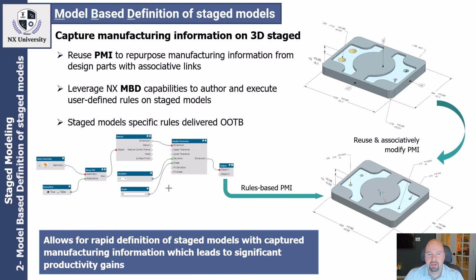So in the image that you see there with the stacked boxes with those splines going to each box, this is what is called a rule-based setup here. So this is a rule that is being defined. We can apply this rule to the model-based definition or to the part and apply the model-based definition. And this is going to be inside of the reuse library to easily access for other parts. So this allows for rapid definition of the stage models with captured manufacturing information, which is going to lead to a significant productivity gain.